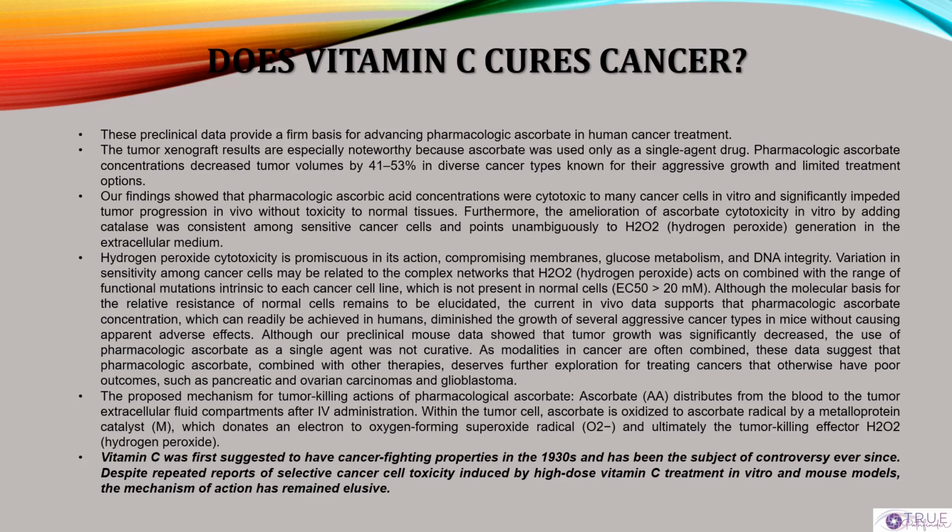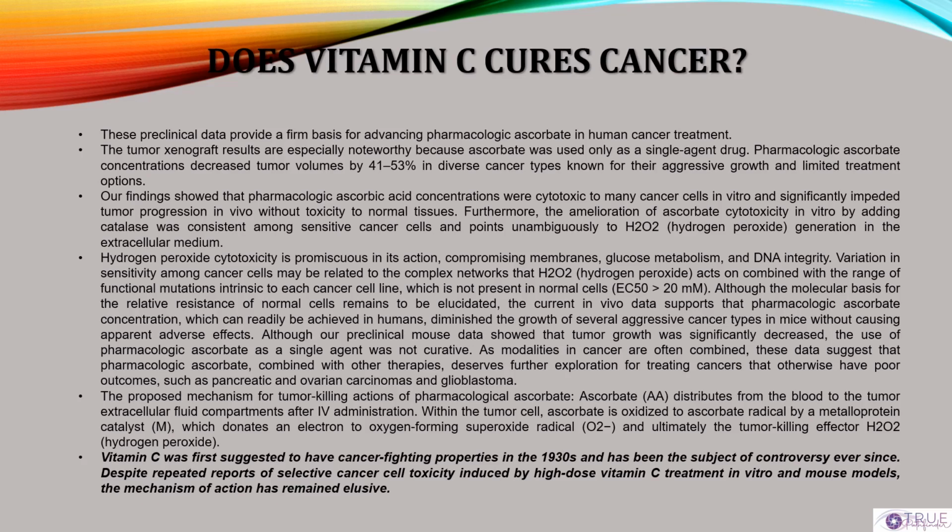The proposed mechanism for the tumor-killing actions of vitamin C is that ascorbate distributes from the blood to the tumor extracellular fluid compartments after IV administration. Within the tumor cell, the ascorbate is oxidized to ascorbate radical by a metalloprotein catalyst, which donates an electron to oxygen, forming superoxide radical and ultimately the tumor-killing effector hydrogen peroxide.